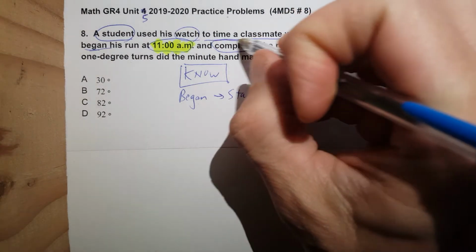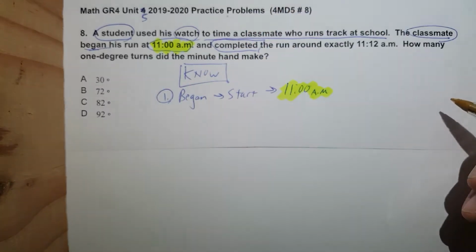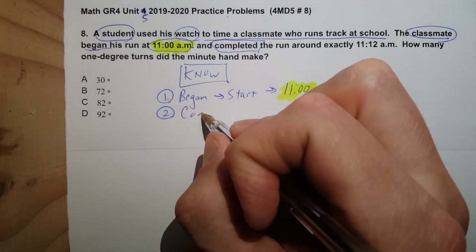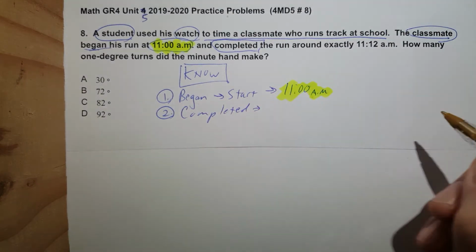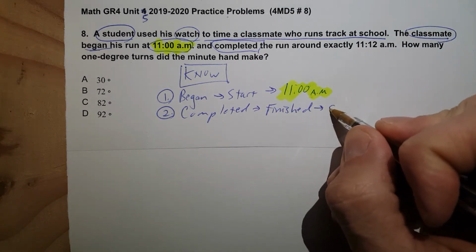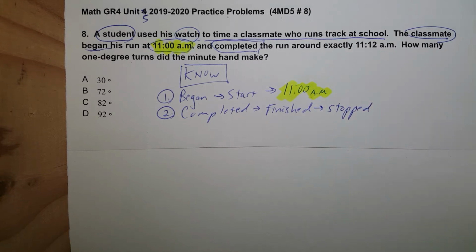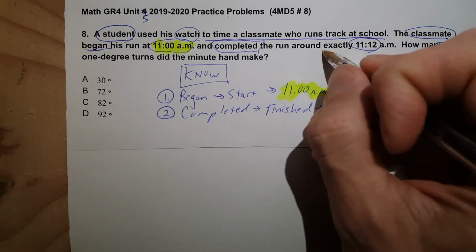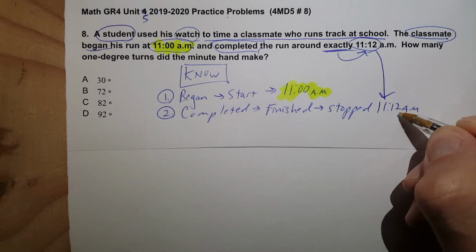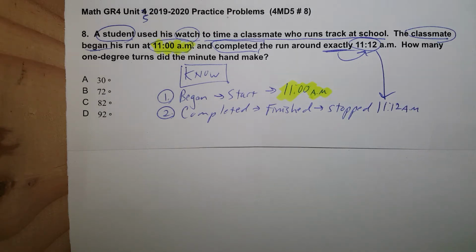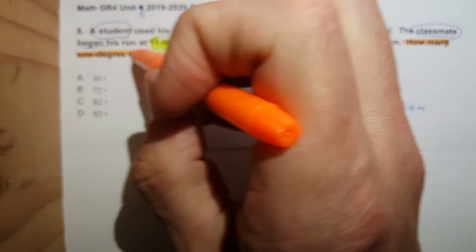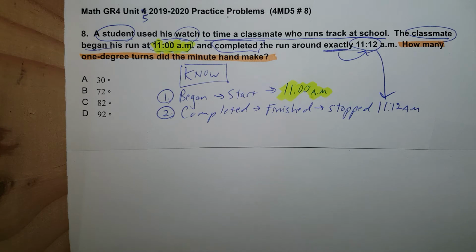And completed. What do I know? Completed. That means finished. That means stopped. That means, okay, enough. Exactly 11:12 a.m. Time for the question. How many 1-degree turns did the minute hand make?